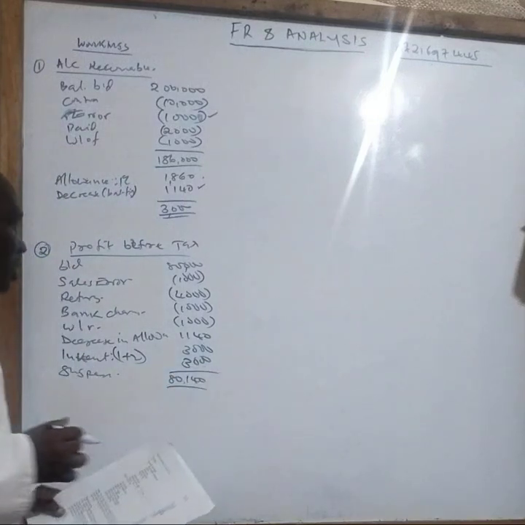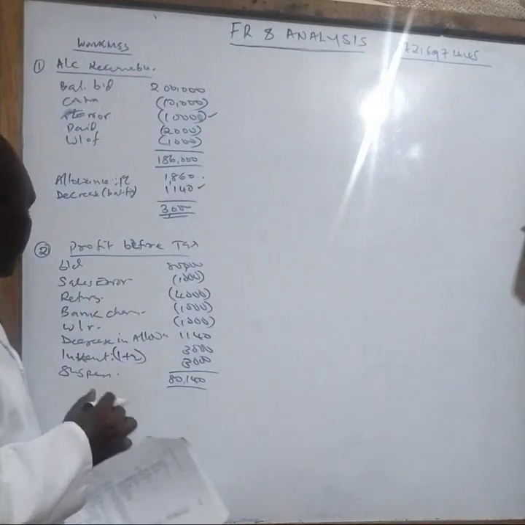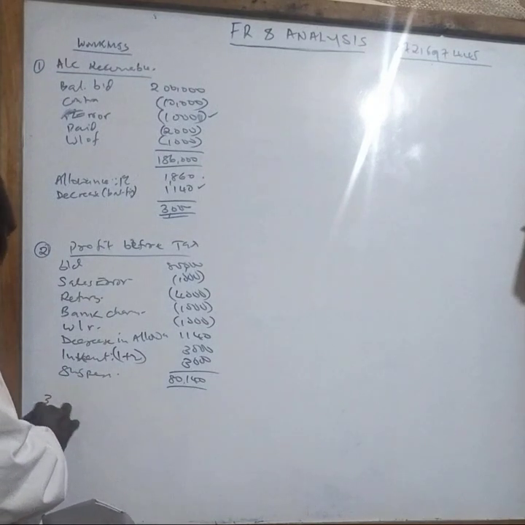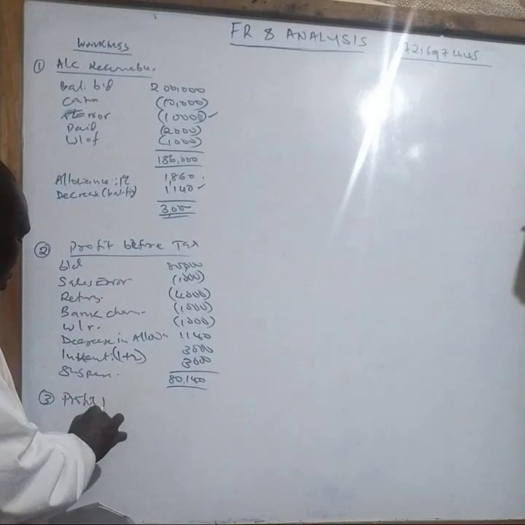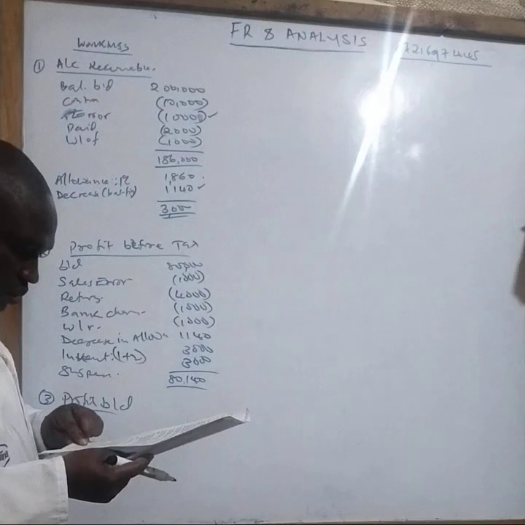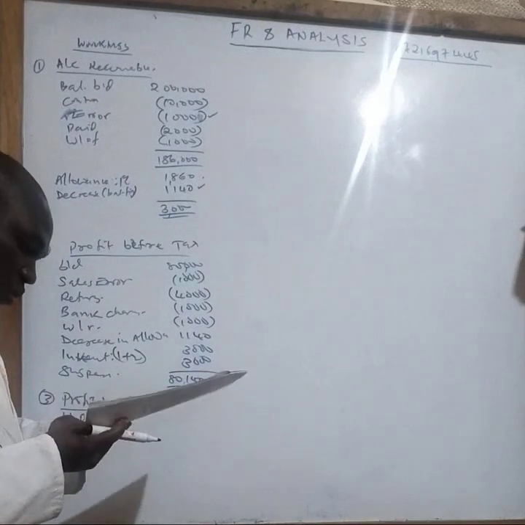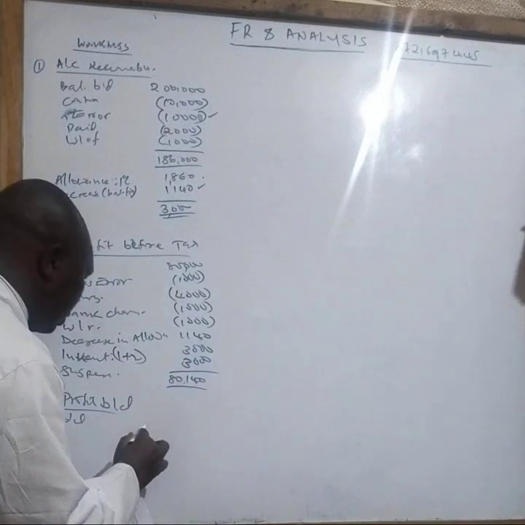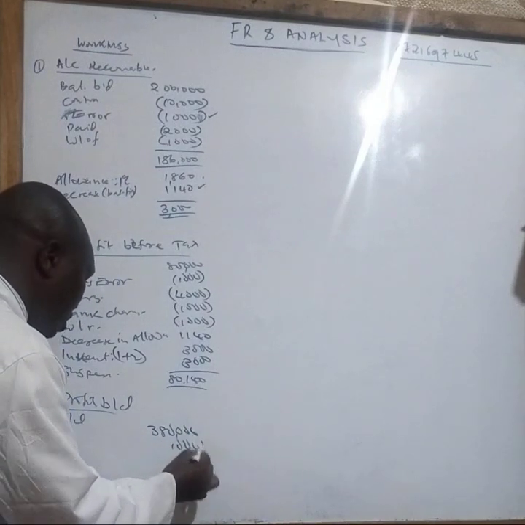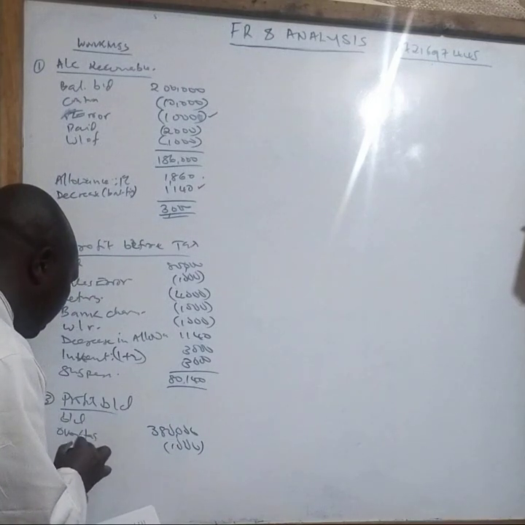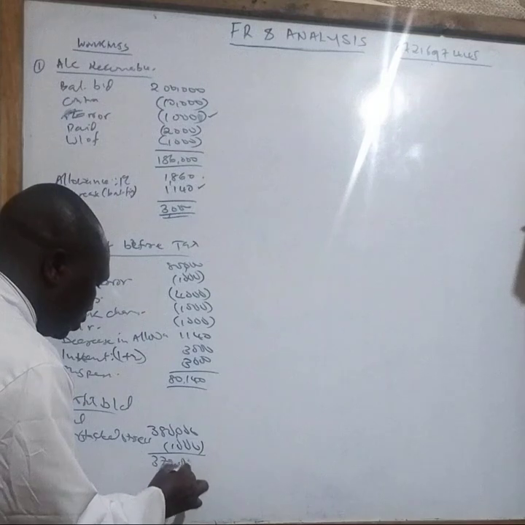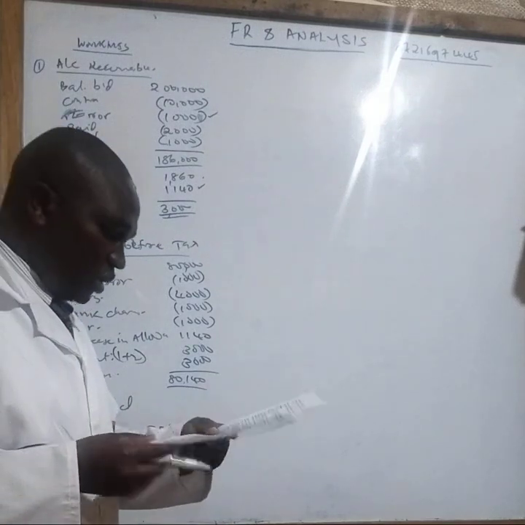Correct? Now, we have also what they call the profit brought down. You remember the profit brought down? There was a problem of 1,000 only. So you can now say, okay, number 3, profit brought down. Balance brought down from the question was 380,000. Unfortunately, there was a problem with 1,000, right? You remember? This is our overstated stock. So this will give you 379,000.